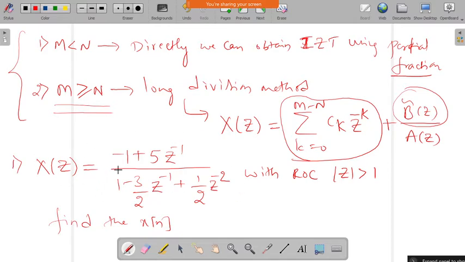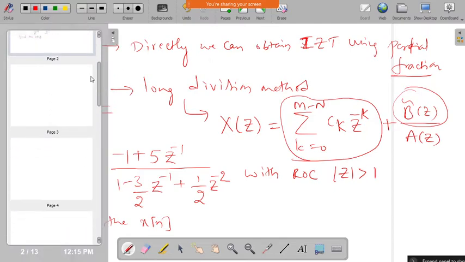So now you can see here the power of the numerator, the power of this z term, is less than the power of the denominator. Okay. So there is no problem, we can apply it directly by factorizing the denominator, and we will be able to directly get the inverse Z transform. So how to do it?